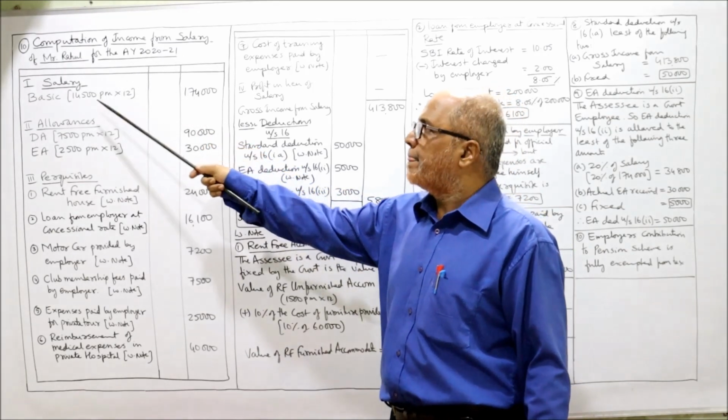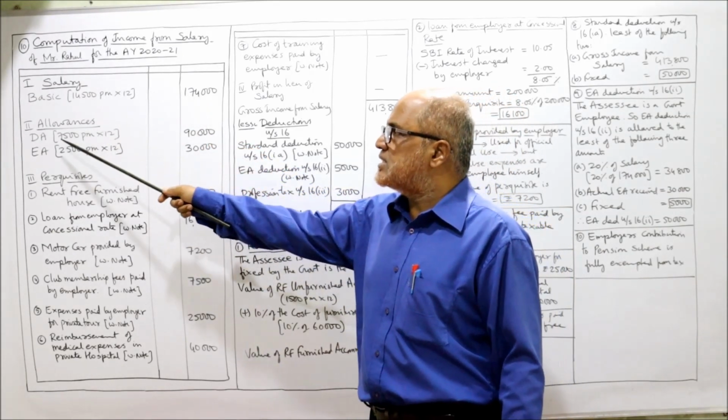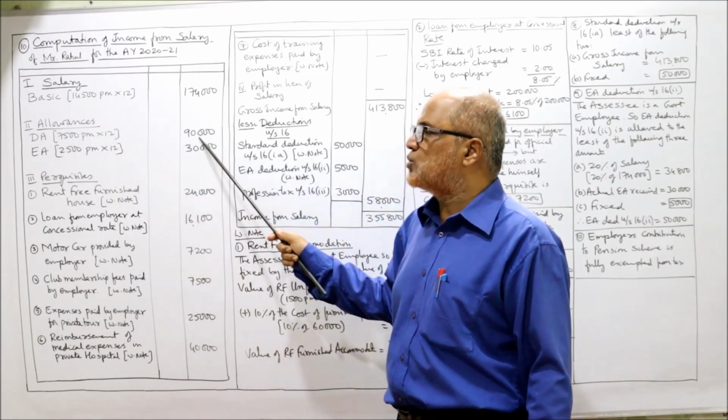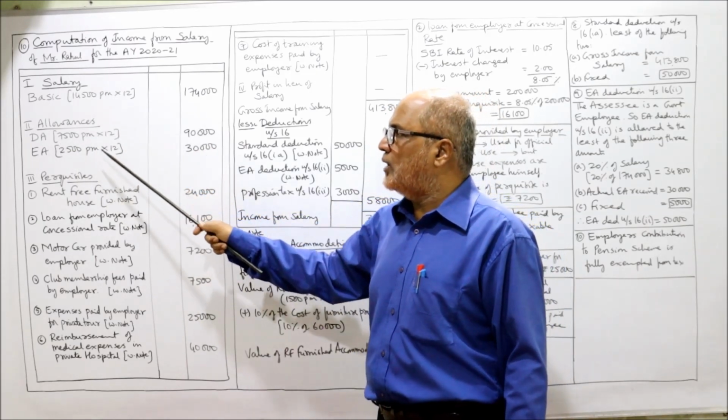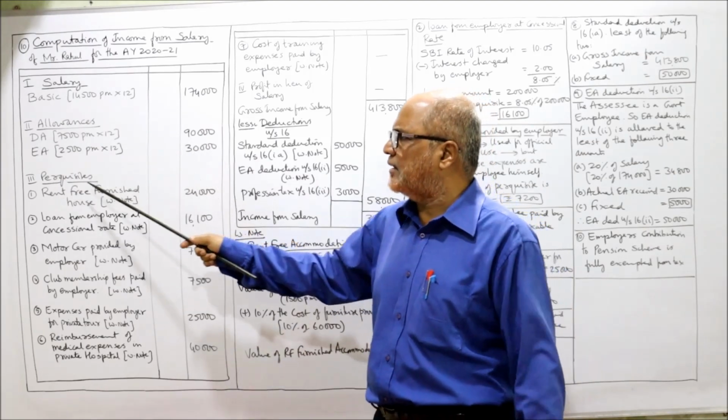Rahul, for the assessment year. Basic pay 14,500 into 12, 1,74,000. Now allowances: DA 7,500 per month into 12, 90,000. And EA 2,500 into 12, 30,000. Directly given in the problem, no calculation, nothing.